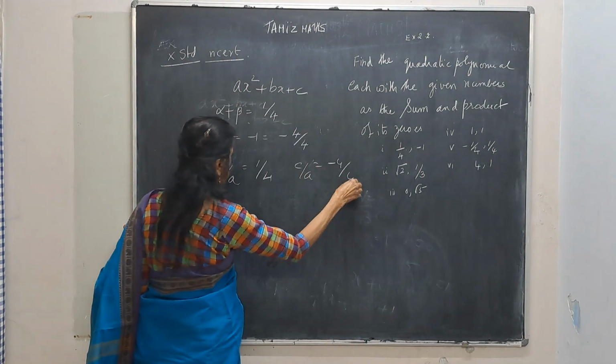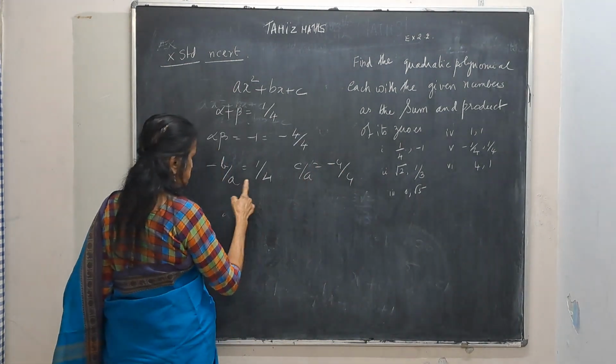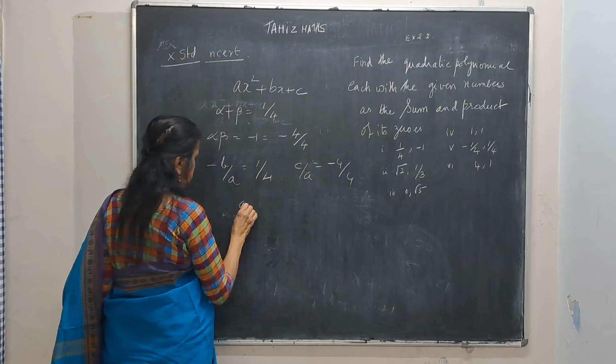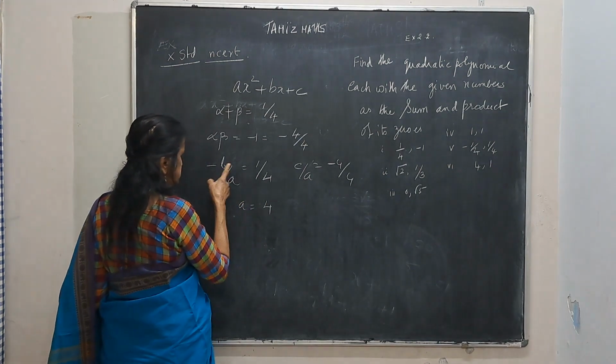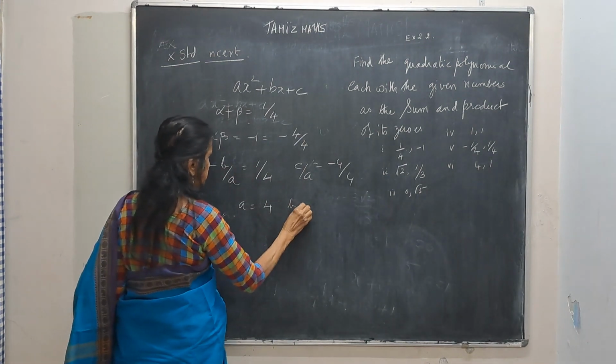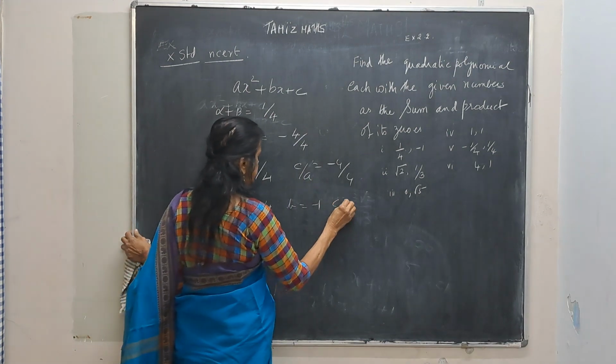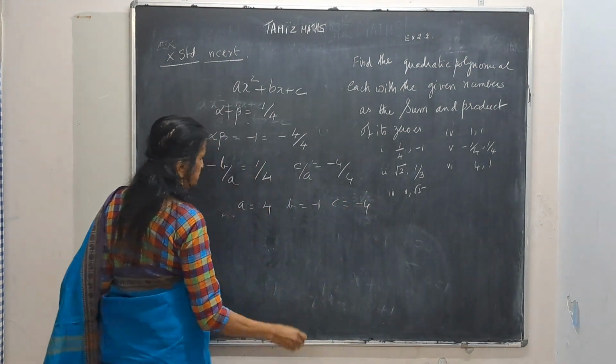Now comparing, this is a, this is a. So can you tell me what is a? A is 4. Minus b is 1, b is minus 1, and c is minus 4. So what's the quadratic for the first one?